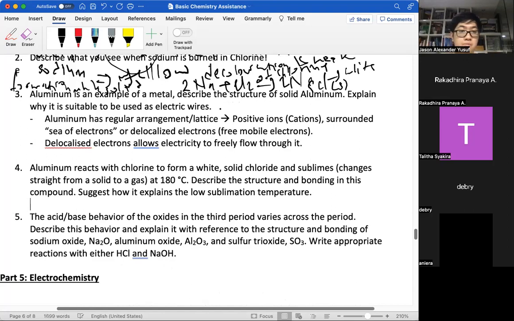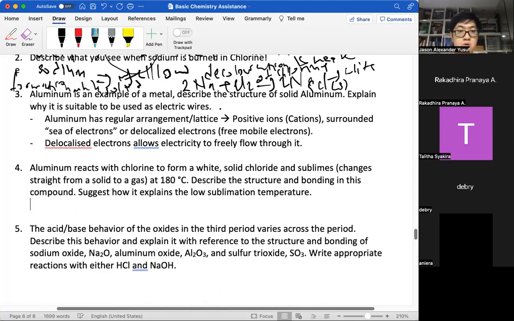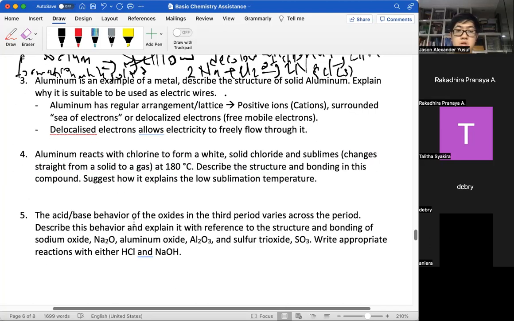Now for number 4, the aluminum reacts with chlorine to form a white solid chloride, and it sublimes, or it undergoes sublimation. And we need to describe the structure and bonding in this compound and suggest how it explains the low sublimation temperature. Okay, so for the low sublimation temperature, first of all, we need to understand what type of compound it forms.